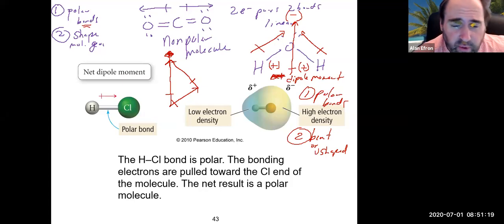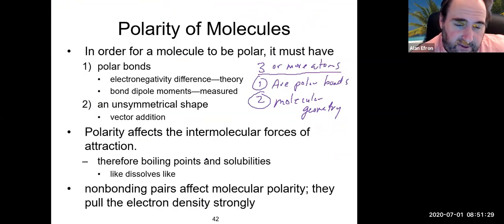Do we want to draw these things? Do we want to visualize these things? There is a very good way to figure out molecular polarity pretty quickly, and it revolves around your Lewis structure. Probably 98% of the time, you'll be pretty accurate in your answer if you follow what I'm about to tell you.